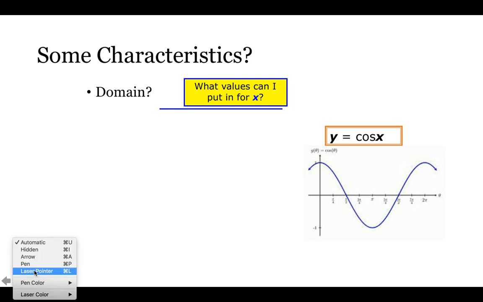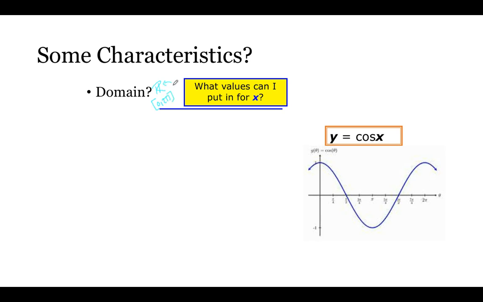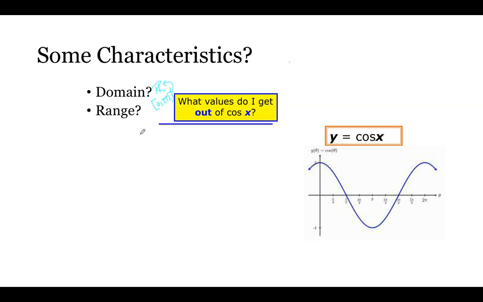What's the domain of this? Technically, it's all real numbers again, right? If we just wanted to look at that one rotation that we graphed, it would just be from 0 to 2 pi then, right? It kind of just depends on what the question's asking. What's the range? Well, again, the range is from negative 1 to 1.